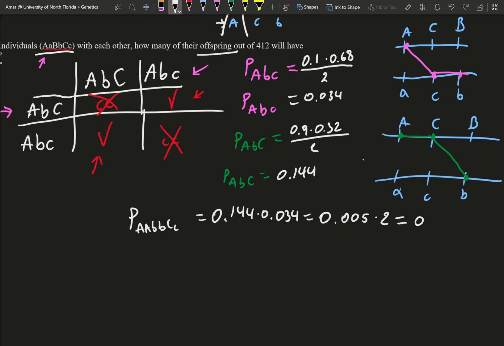So 0.01. And that's it. That's how you solve these problems.